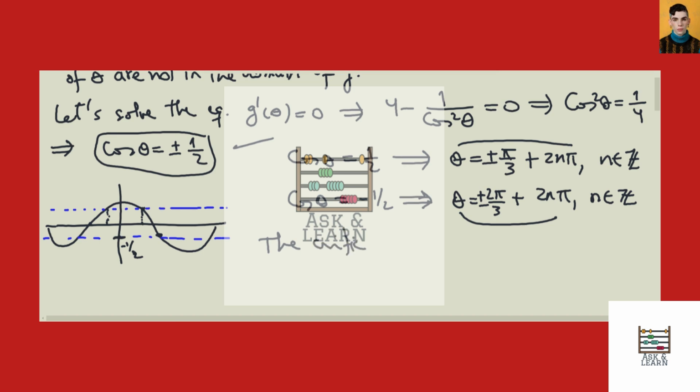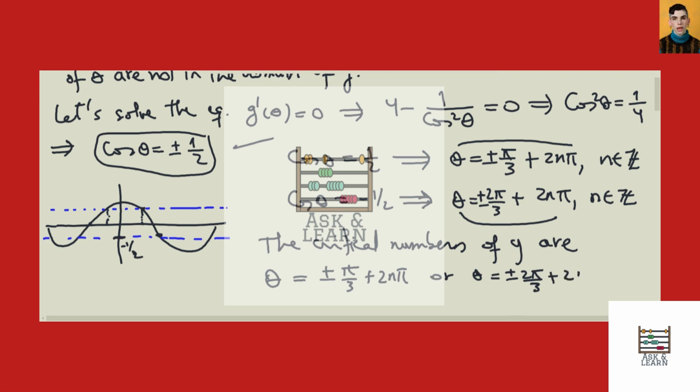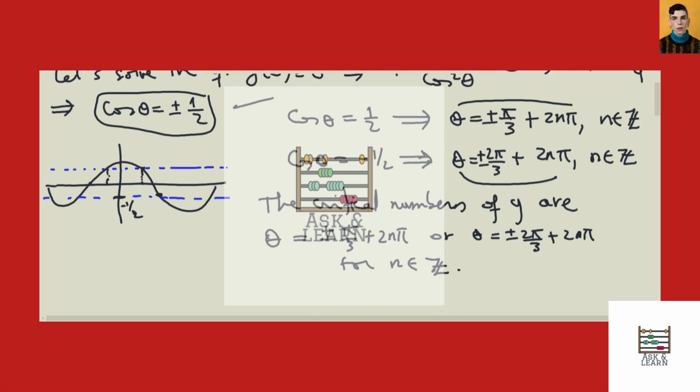So we can say that the critical numbers of g are theta equal plus or minus pi third plus 2n pi, or theta equal plus or minus 2 pi thirds plus 2n pi, for n any integer number. So these are the critical numbers of the given function g.